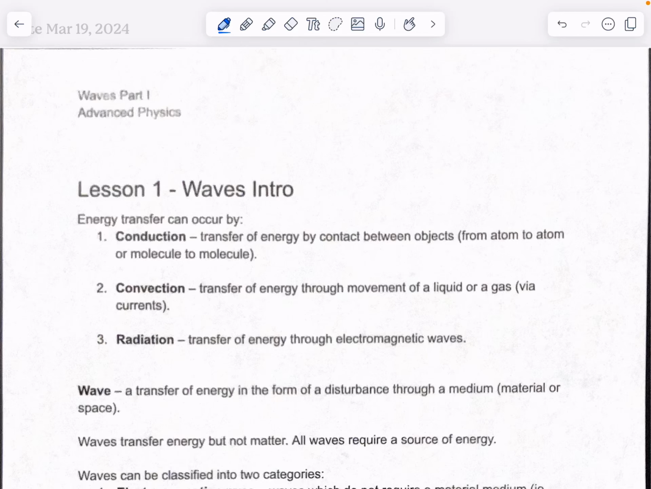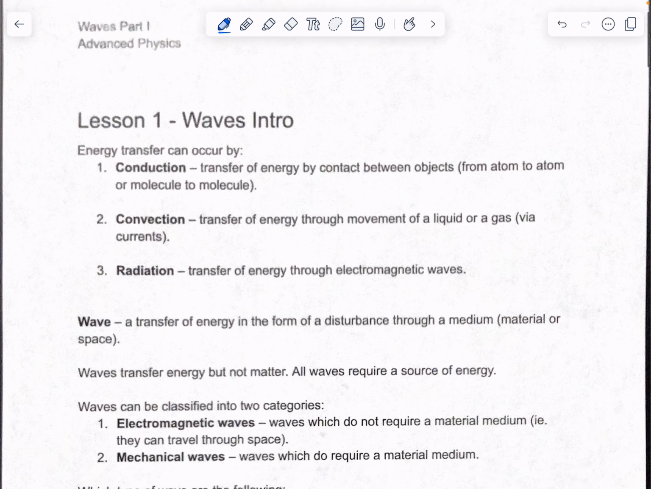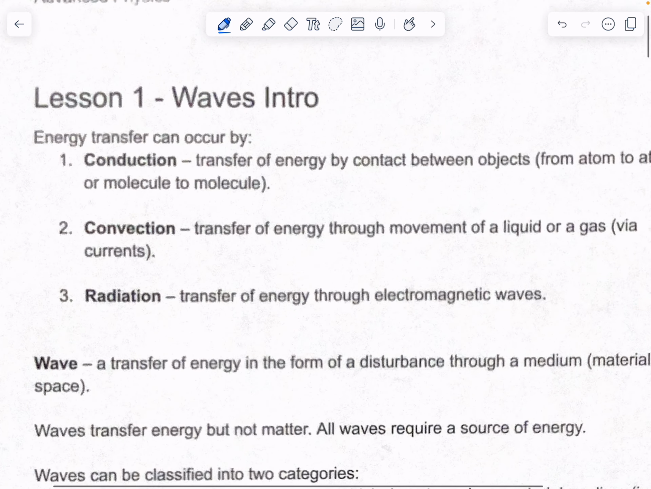All right, so this video is going to start the new waves unit. We're going to go over pages 1 through 3 in this video. So starting off, we're going to talk about energy transfer. This is probably things that you learned a while back. We're going to go over the 3 types of energy transfer.